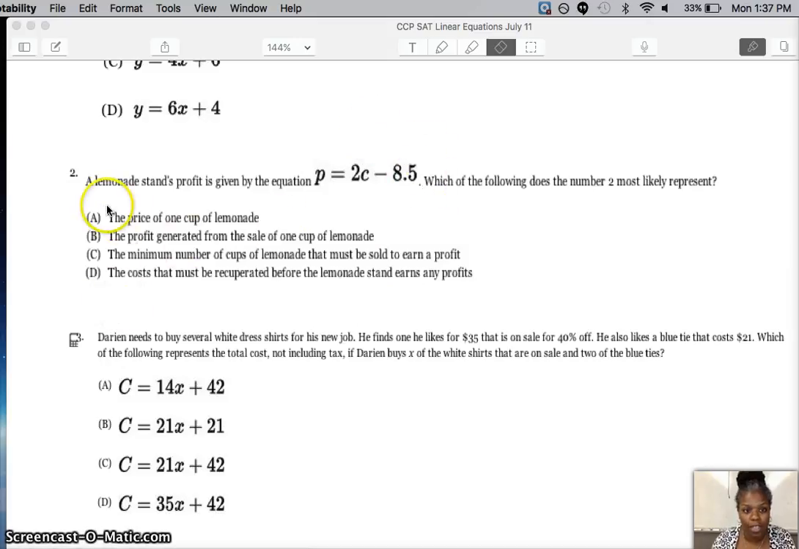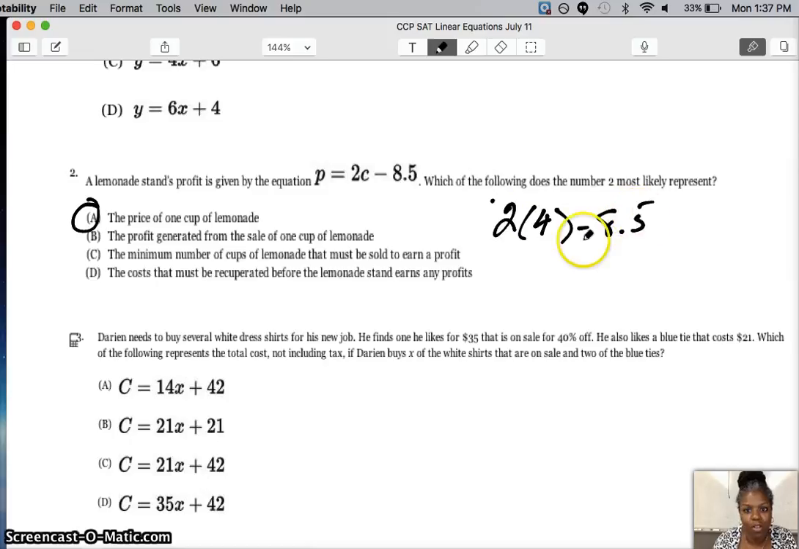If you look at all of these, the price of a cup of lemonade would most likely make sense to be the value of 2, what 2 represents. And so we can look at the other answer choices and see that they don't fit very well. The minimum number of cups has nothing to do with the number of cups. The cost, and you can think about it this way: if 4 cups were sold, then it would be 2 times 4 minus 8.5, and you can see that just by selling that many cups, you don't really make a profit. In fact, you're in the hole 50 cents. Does that make sense? All right, hope so.